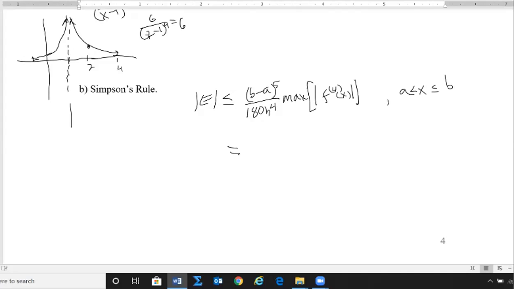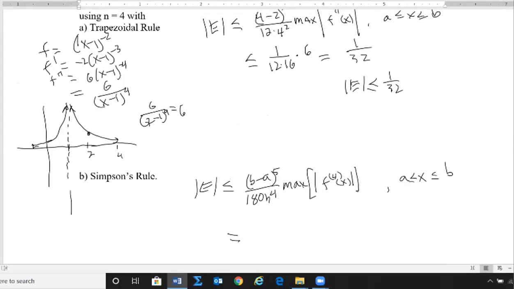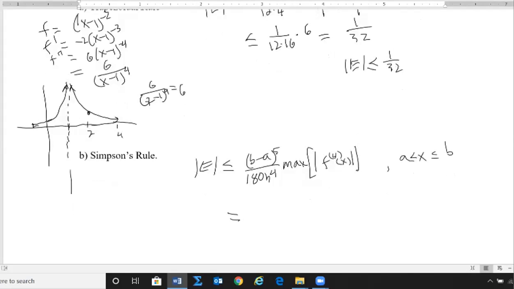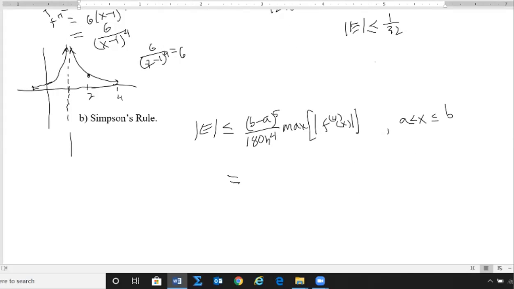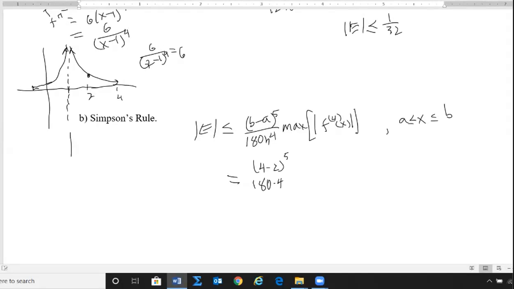We'll have this thing is equal to 4 minus 2 to the 5th power, over 180 times 4 to the 4th. Now we want the maximum of the 4th derivative. Okay, we're going to pick up that last one.